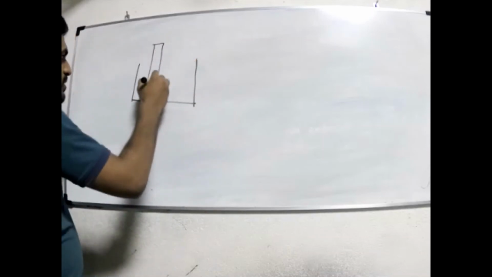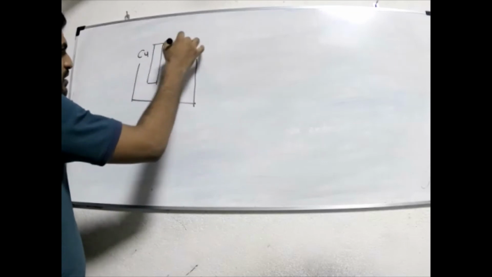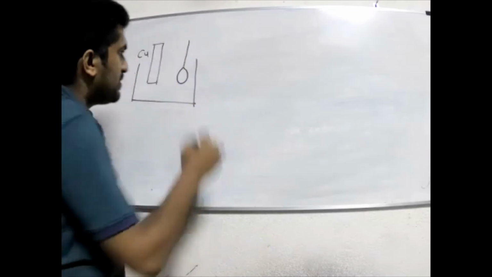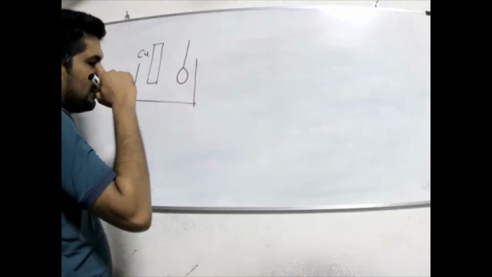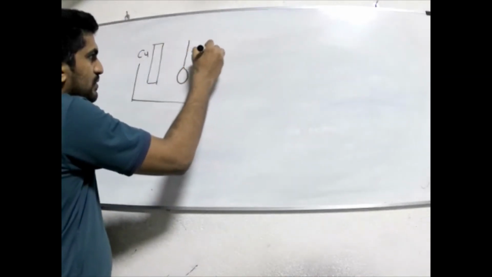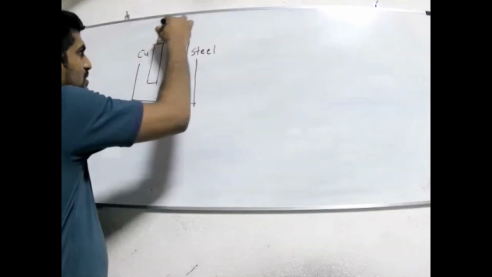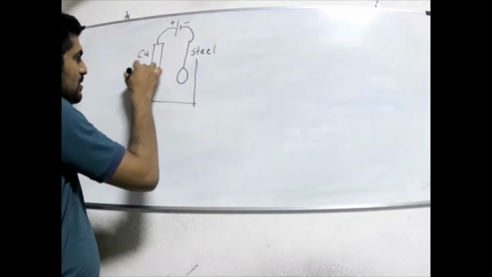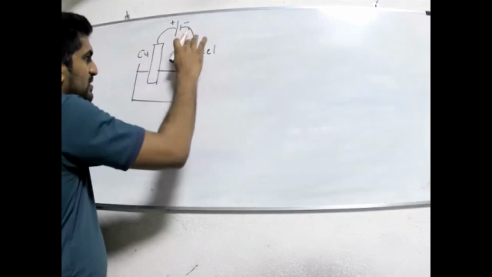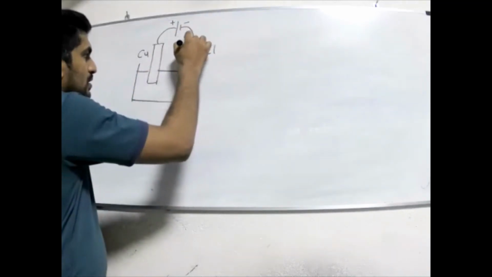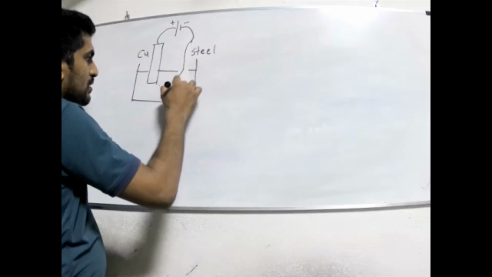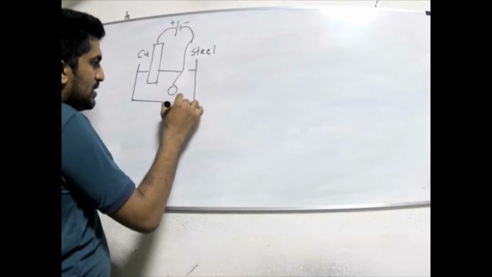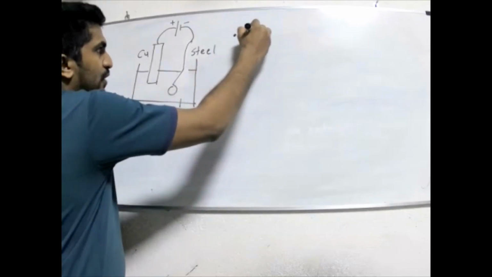This is a copper rod. This is a metal spoon, a steel spoon. Then I have to connect. This is minus. This is plus. This is the solution, copper sulfate. Here you have to write anode and cathode.